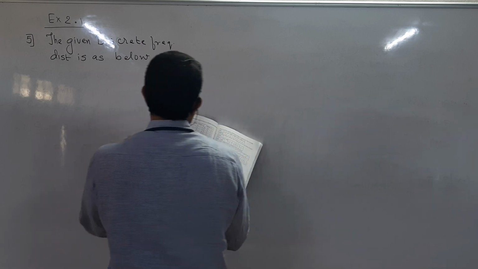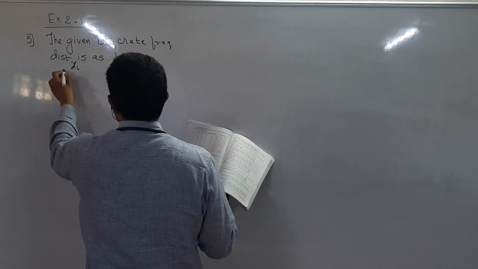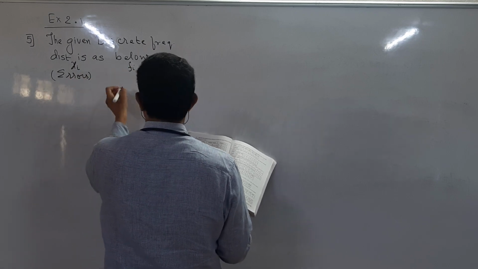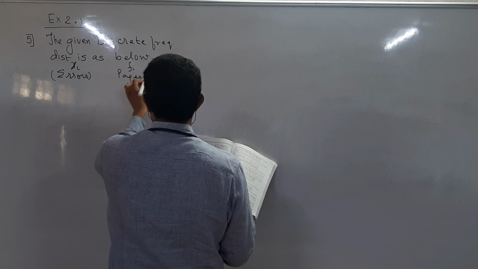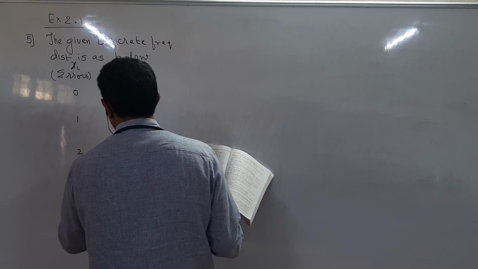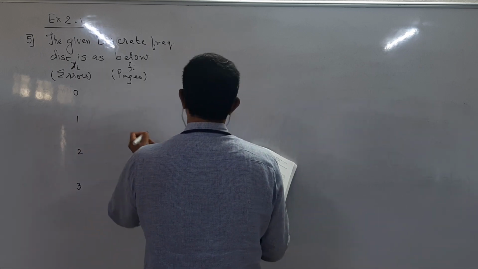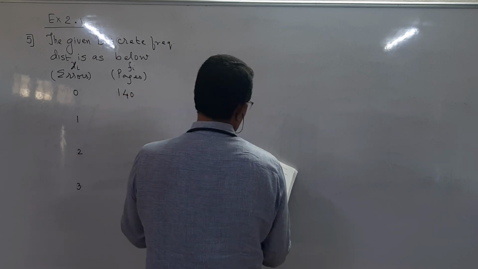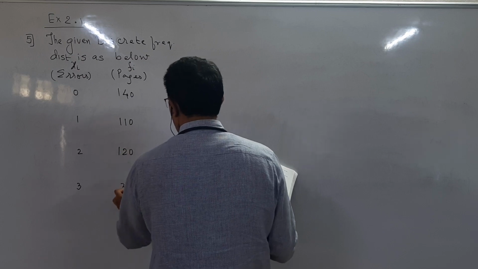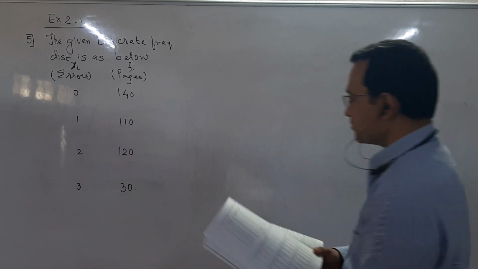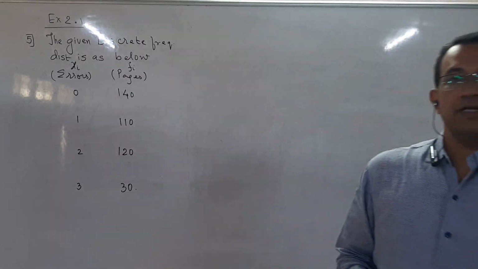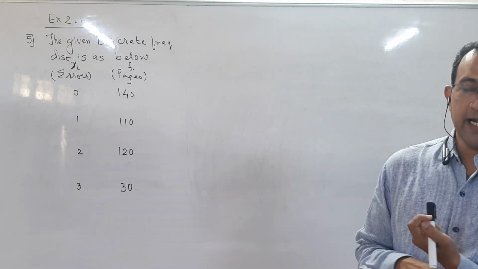Xi is number of errors, so here I am simply writing errors, and Fi is corresponding number of pages, so here I am simply writing pages. 0, 1, 2, 3. Corresponding frequencies are 140, 110, 120 and 30. So these are, students, the given values of Xi and Fi.